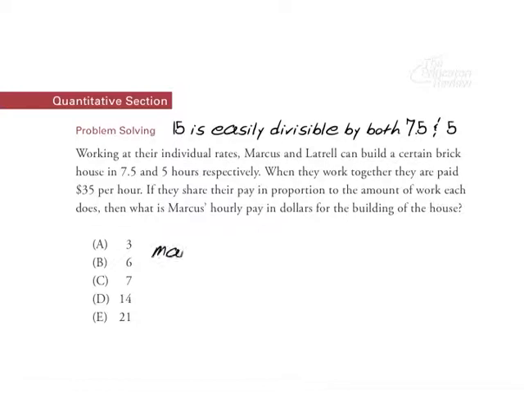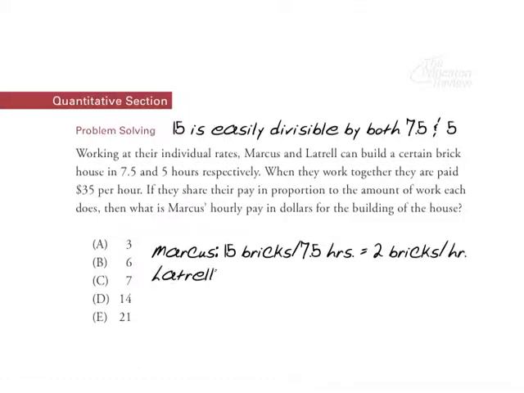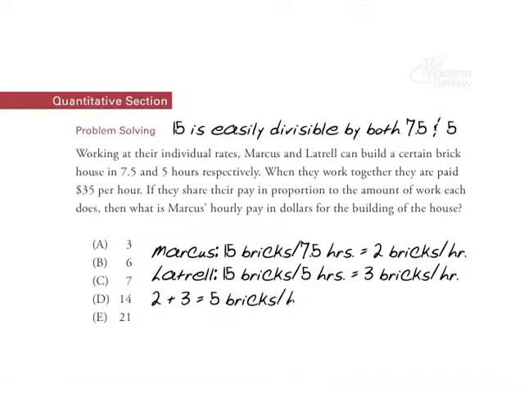Marcus can lay 15 bricks in 7.5 hours, so he has a rate of 2 bricks per hour. Luttrell can lay 15 bricks in 5 hours, so he has a rate of 3 bricks per hour. So remember that when the rates are combined, we can add them together. Together, Marcus and Luttrell can lay 2 plus 3, that is 5, bricks per hour.